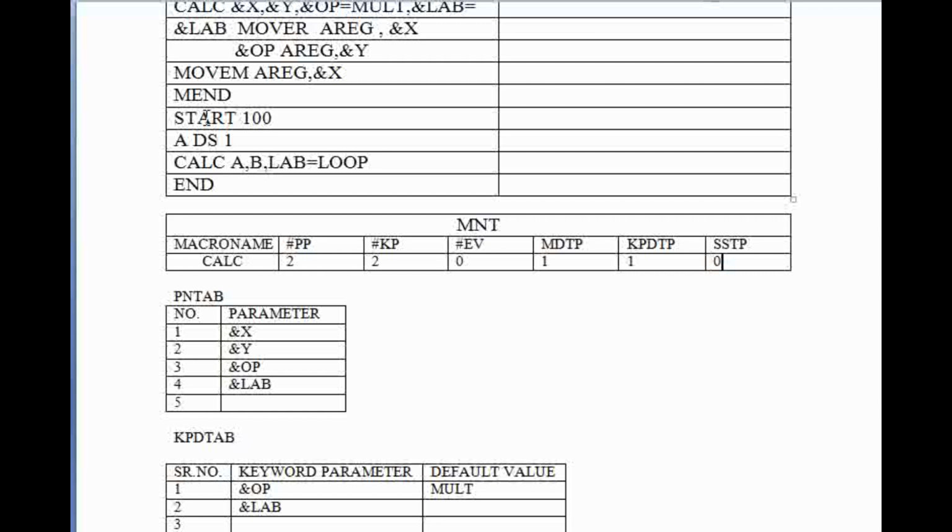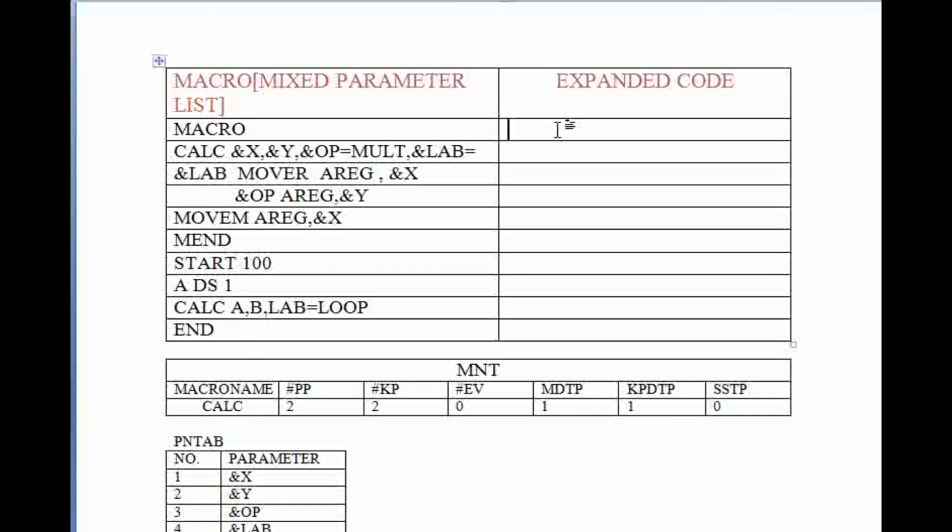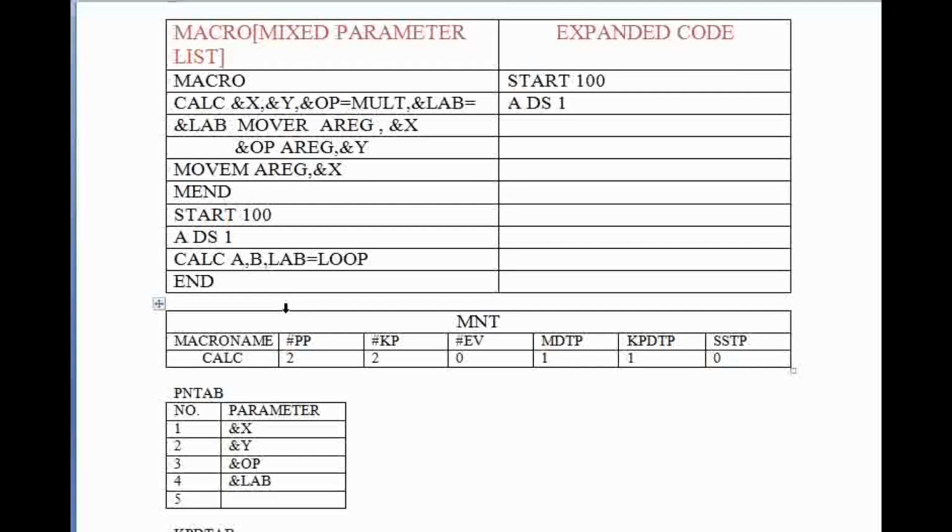The next line says START, and we compare START with the macro name CALC. There is no match happening over there, so it's not a macro call. So the macro processor would write that line as it is in our expanded code. Next, it will look at the next line, A DS 1, DS is compared with CALC. Again, no match occurs, so it's going to write the statement in the expanded code. But when it comes to CALC, a match has occurred, so it concludes that this is a macro call.